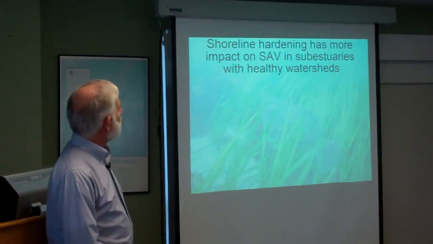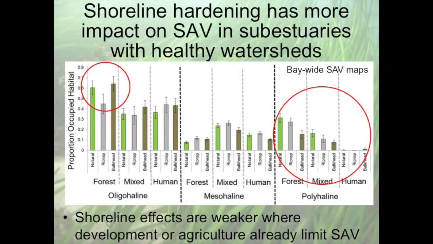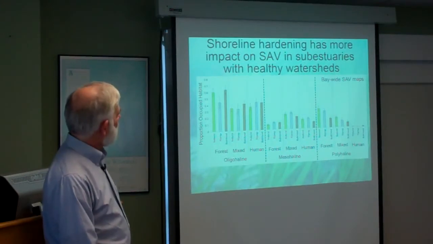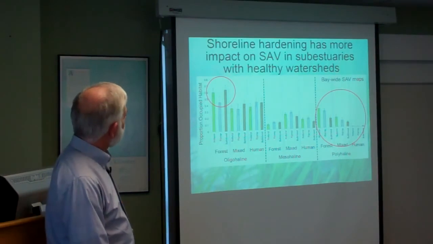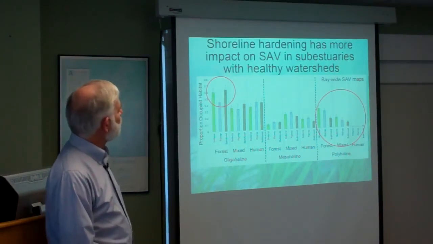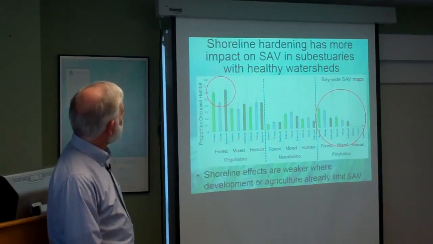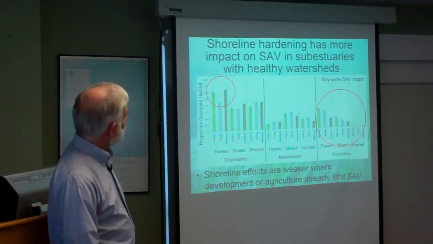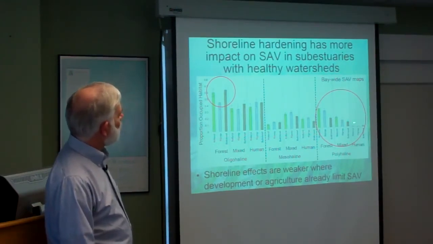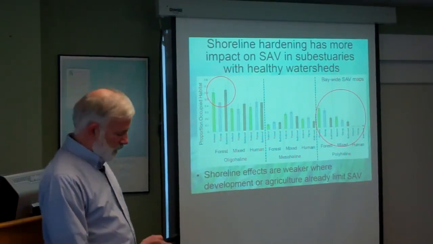We found that shoreline hardening can have more impact on SAV in subestuaries with healthy watersheds. We saw that most strongly here in the polyhaline zone. And we also saw in the oligohaline zone that the forested systems had higher SAV abundance than the other systems. So particularly in the polyhaline zone, shoreline effects were weaker where development or agriculture had already really reduced the SAV population.